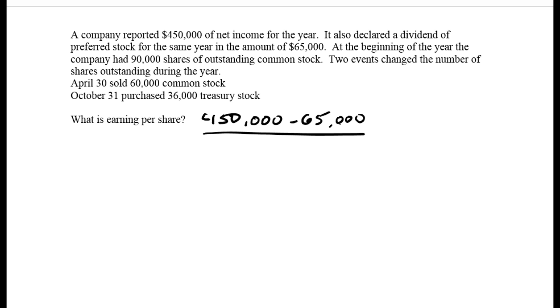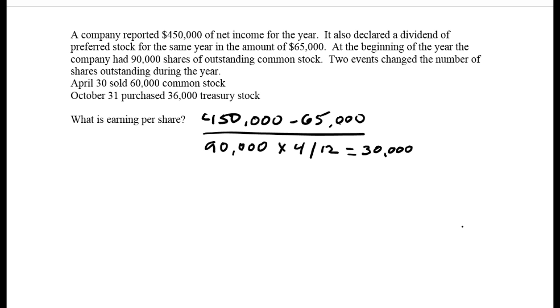The numerator remains unchanged. Net income minus preferred dividends. Let's work on the denominator. We start the year with 90,000 shares, and it stays there until the end of April. So I'll take the 90,000 and times it by 4 for 4 months and divide it by 12 because there's 12 months in a year. 90,000 times 4 divided by 12 equals 30,000.